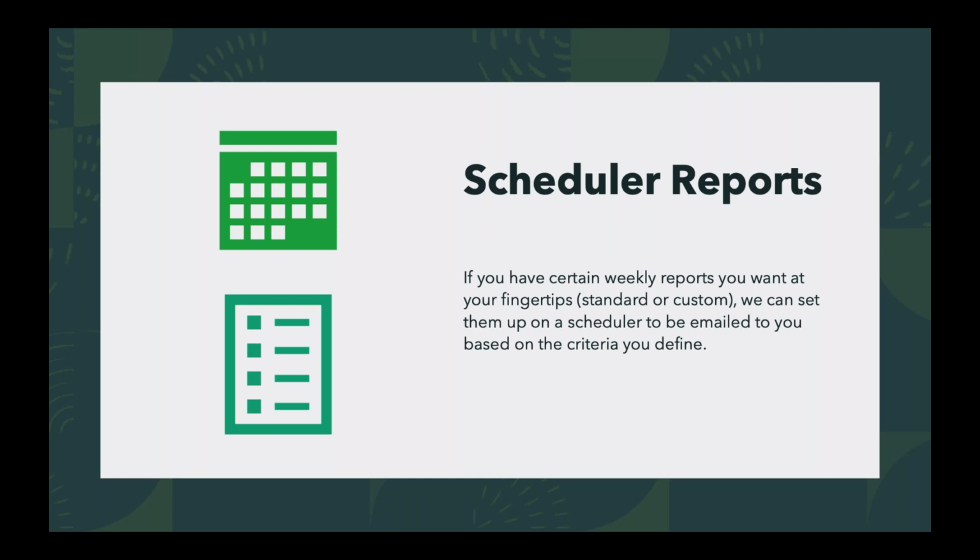There are lots of different options that we can look at as far as scheduled reports, but if we have a report built and you can define the criteria, we can usually work to set that up on a scheduler so it gets emailed out to you or a group of people that you define, on a basis that you define as well. So that's a pretty cool thing, a time saver, instead of having to manually go in and run those reports yourself.